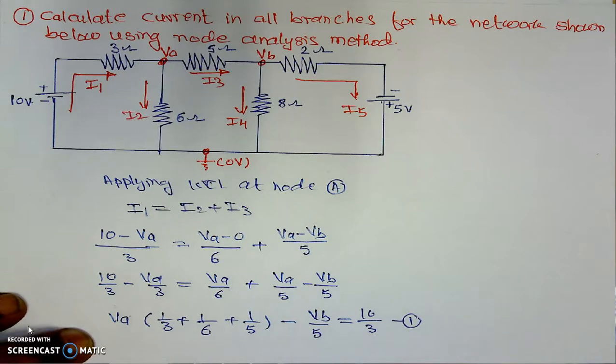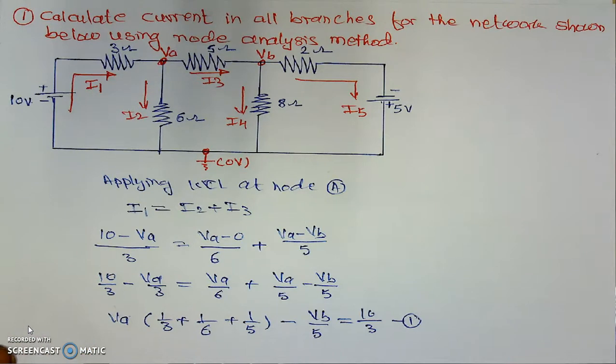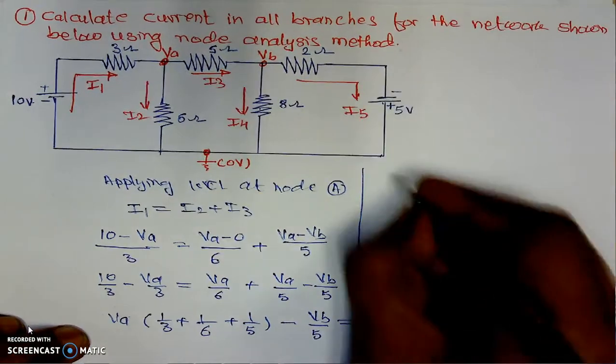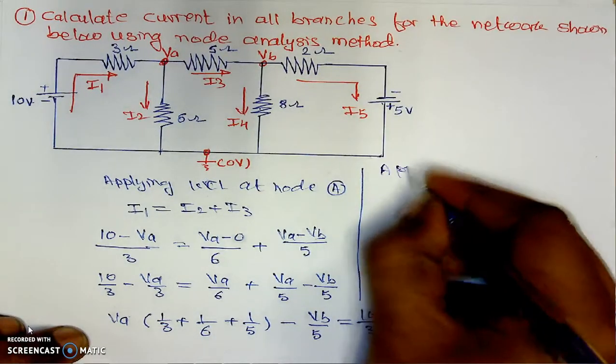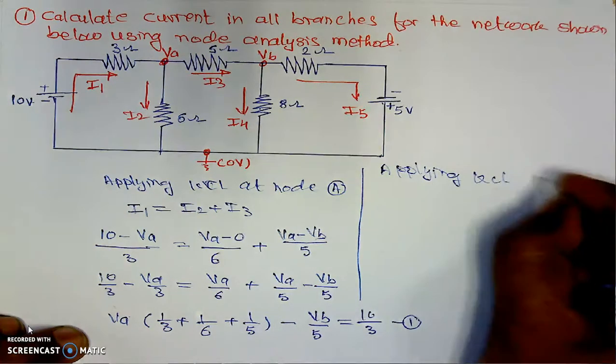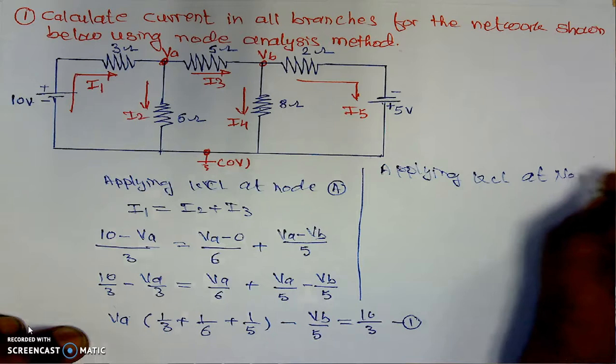Now we have applied KCL at node A, and now we are planning to apply KCL at node B, because we have two unknowns, VA and VB. We will apply Kirchhoff's current law at the second node, that is node B, and we will find its equation. Now here, applying KCL at node B.